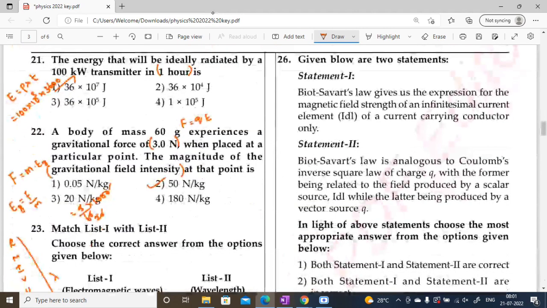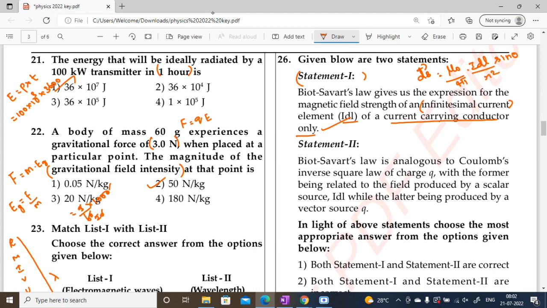Biot-Savart. This is a very common fact. Previously statement based questions were there in the exam, and after a long time they are asking the same sort of statement based questions again, right? So the Biot-Savart law gives us the expression for the magnetic field of an infinitely small current element I dl of a current carrying conductor only. Yes, this can be taken as correct. When we write the expression for Biot-Savart law, we say the magnetic field due to an infinitely small current carrying conductor is given by mu naught by 4 pi into I dl sine theta divided by r square.